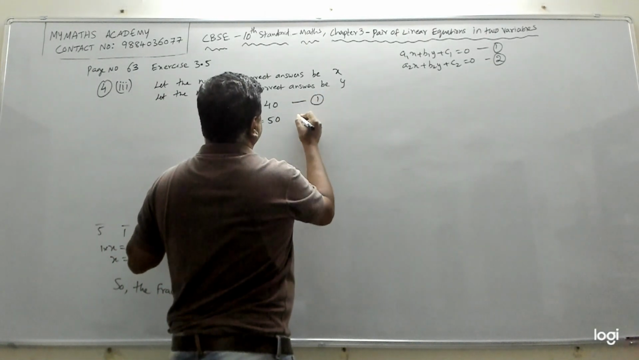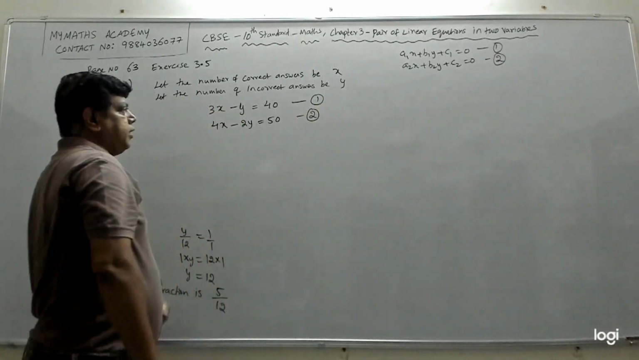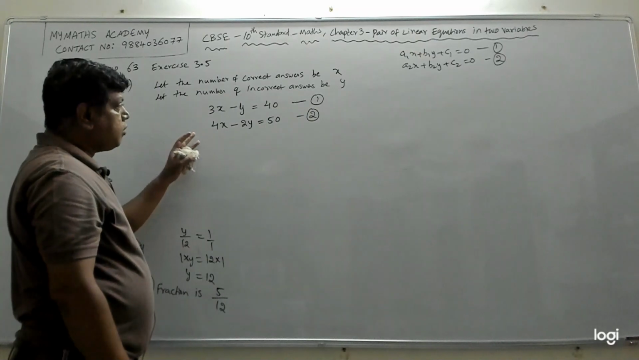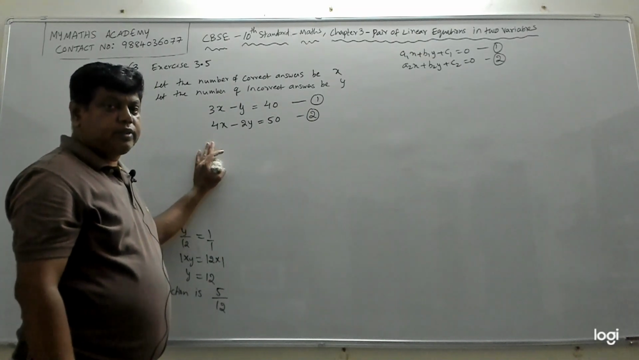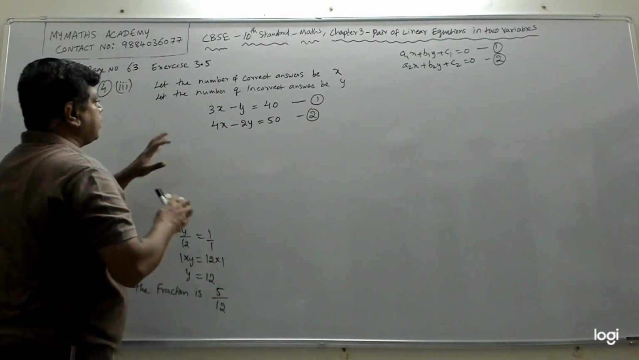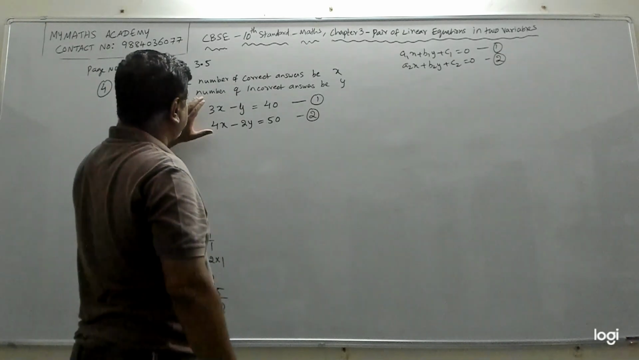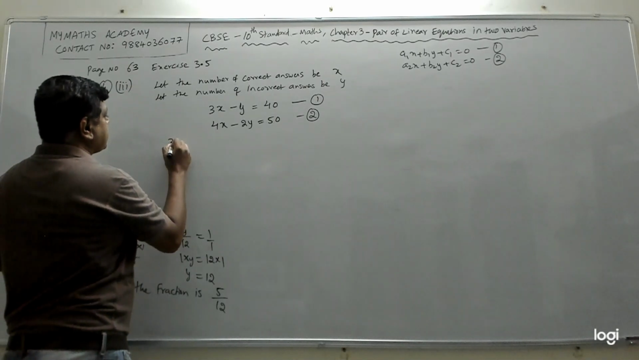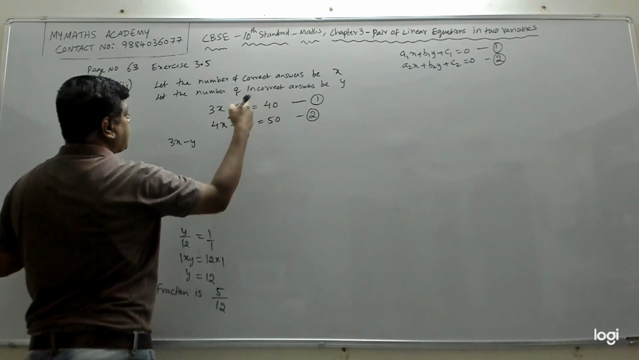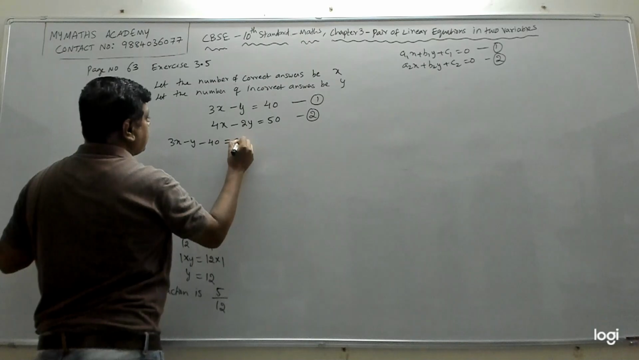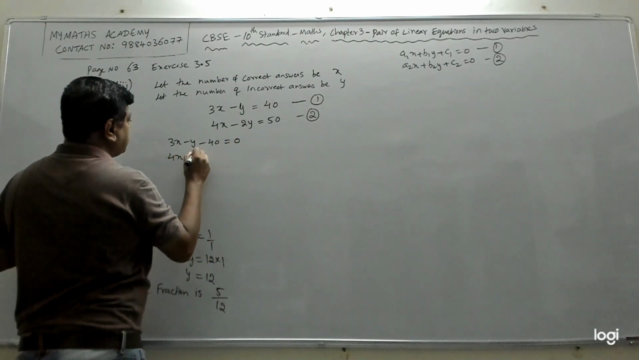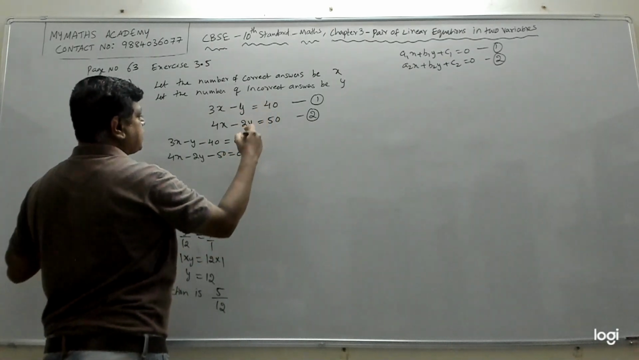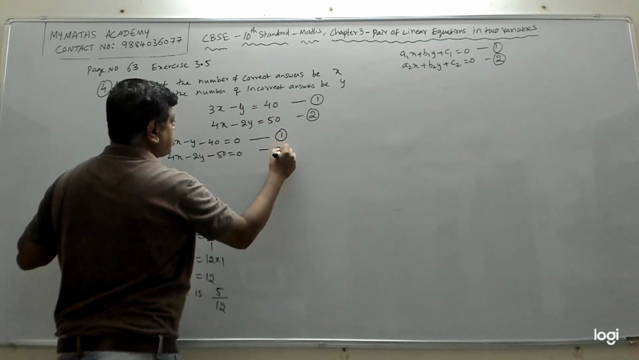So this is equation 1, equation 2. Right? So we will solve this by the substitution method. But before that we should make sure that the solution exists. Whenever you need to check the solution, we need to write the equations in this form. So we write this as 3x minus y, this 40 will come here, it will become -40 equal to 0. Then 4x minus 2y minus 50 equal to 0, this 50 comes to this side. So this is equation 1, this is equation 2.